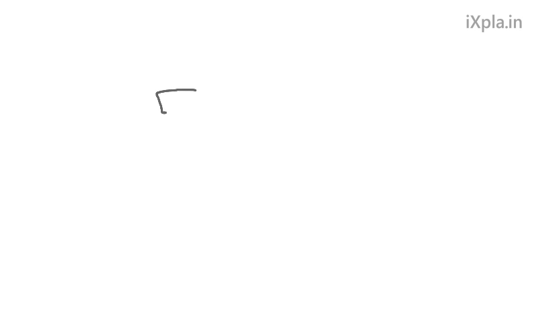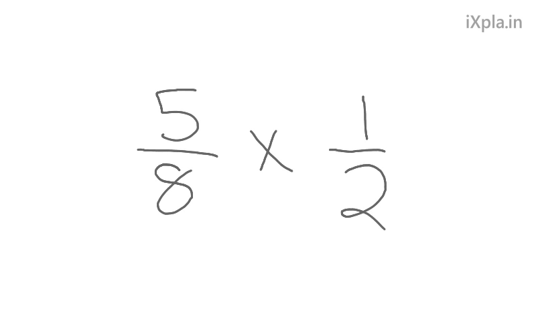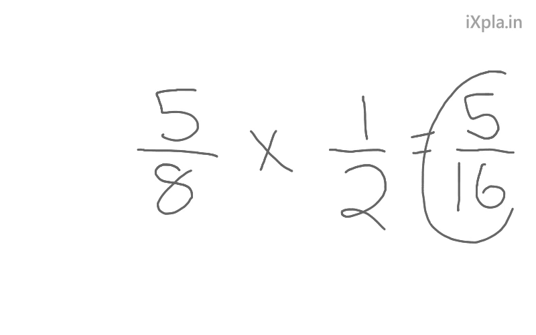H, we have 5 over 8 times 1 over 2. There's nothing that goes into 5 and 2 besides 1, and there's nothing that goes into 8 and 1 besides 1. So we're going to go ahead and just multiply across. There's no cross-canceling that can be done. 5 times 1 is 5. 8 times 2 is 16. And that is our final answer. 5 over 16.